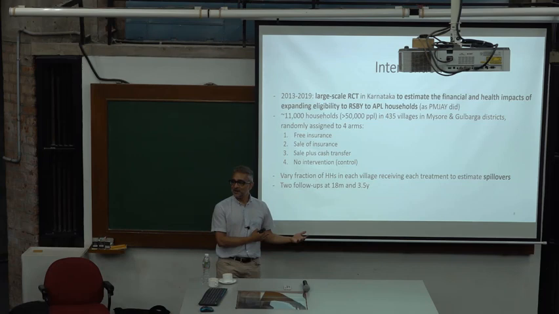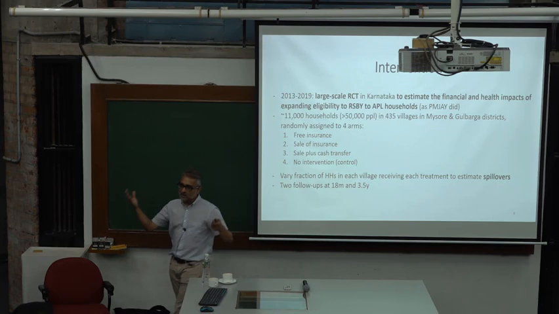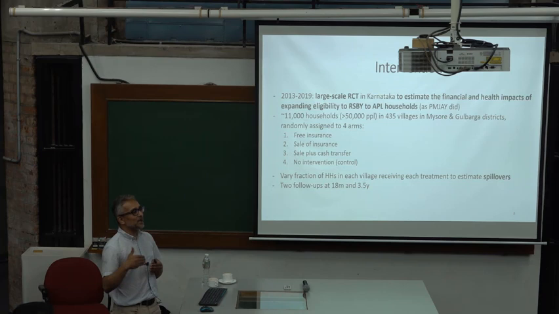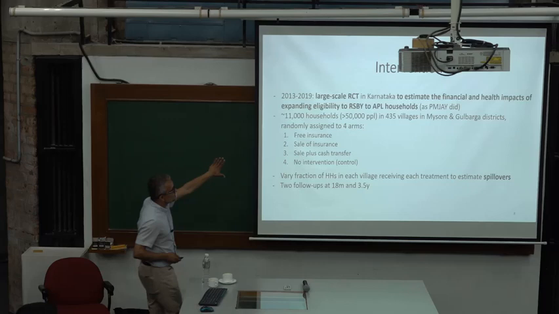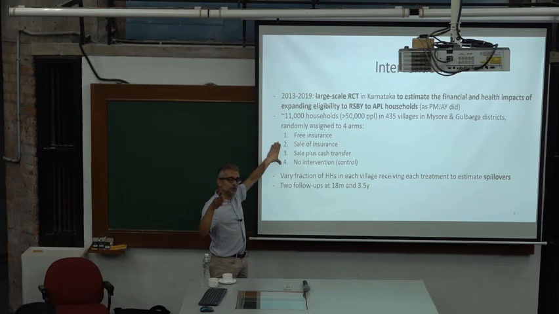If you want a control group, you've got to study the APL population. You might say, well, that's not relevant to RSBY, and I would argue, no, it's actually relevant to what was going to happen next, which is the expansion of eligibility, which then does happen under PMJ. People were assigned to four arms. Why did we do four arms? Because we wanted to answer intellectual questions, but also policy questions.